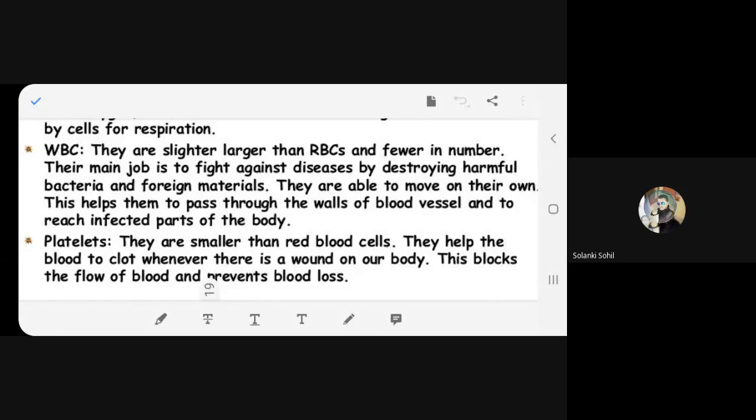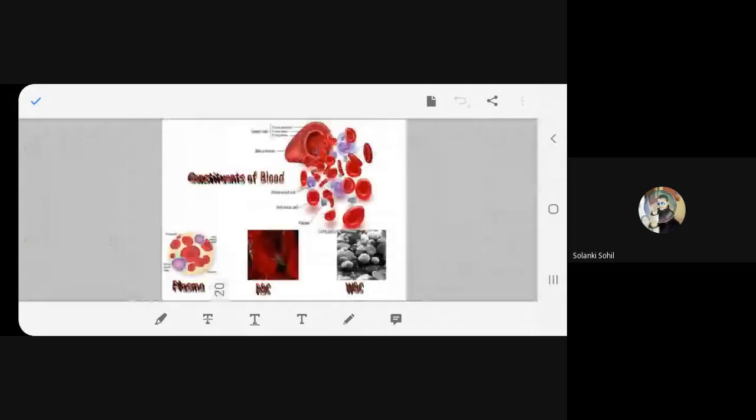You agree? Whenever there's a wound, whenever there's an injury in our body, the blood flows. So it helps in the clotting of the blood. So it prevents the blood loss. The loss of blood is prevented by the presence of blood platelets in the blood. Any problem? If platelets are not present, then there will be loss of blood, isn't it? The blood will not stop. It will keep flowing and we will die.